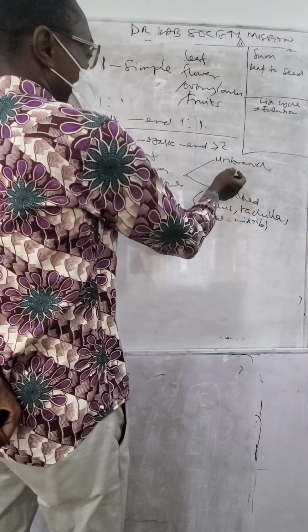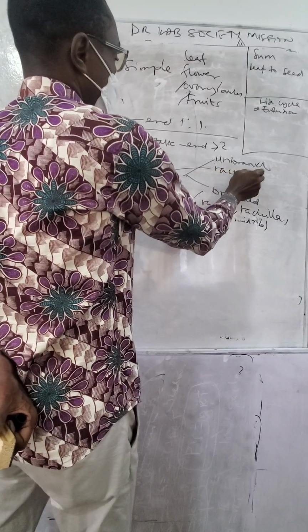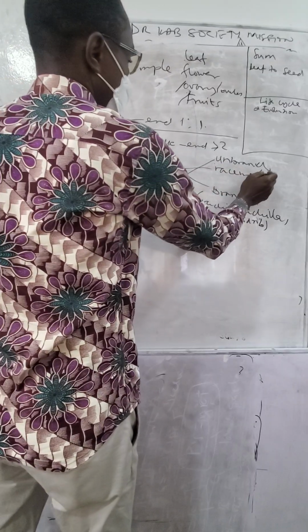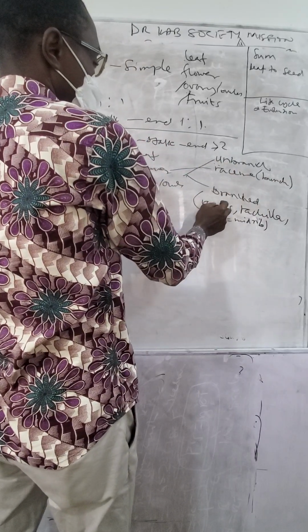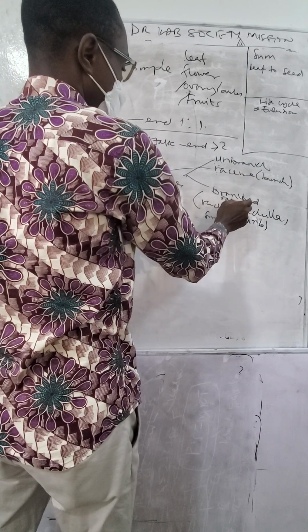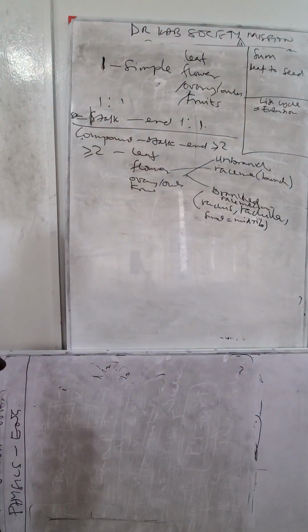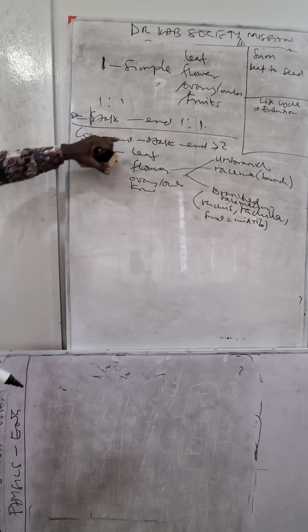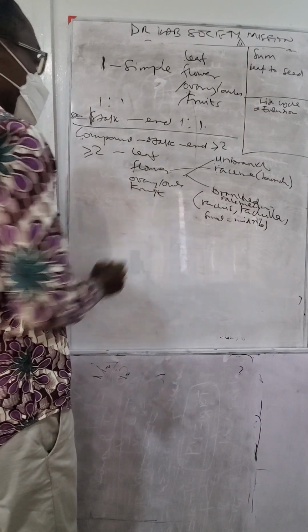In terms of flowers, we have the raceme. Raceme means bunch. That bunch may be unbranched, or that bunch may be branched. So you can also have a raceme which is branched, but they are all under compound. That is one way to look at the classification. We can look at the leaves, the flowers, the ovaries, and then the final product, the fruits.